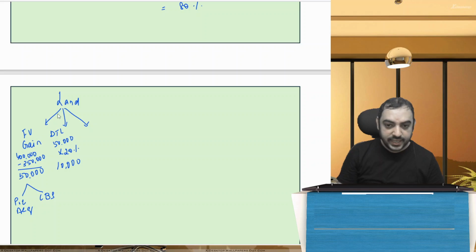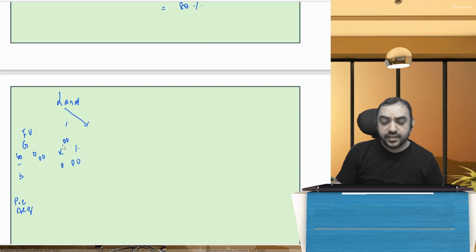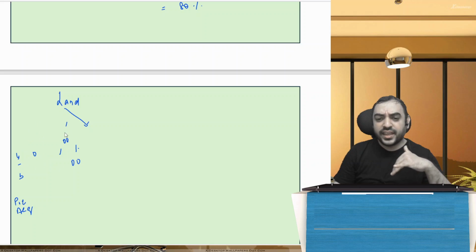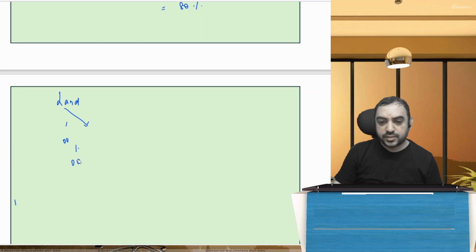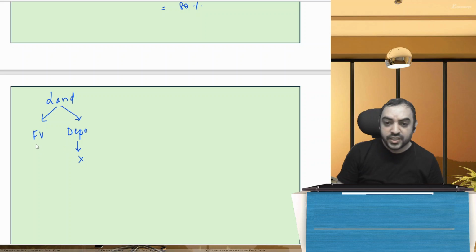Maybe I should calculate like this. Just give me one second, because the fair value gain and depreciation gain impact. Let me just show it like this. Land: fair value treatment and then depreciation treatment. Of course, on land there is no depreciation, but I'm just showing it as a reference.